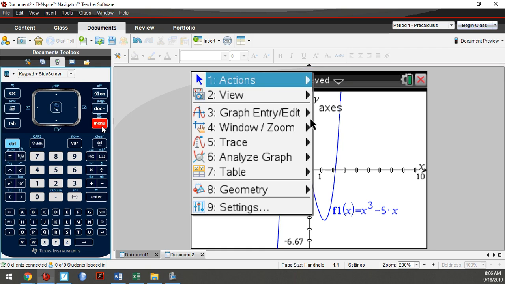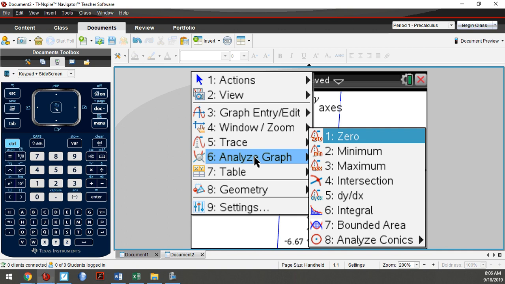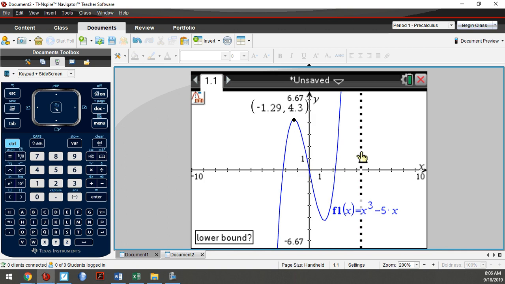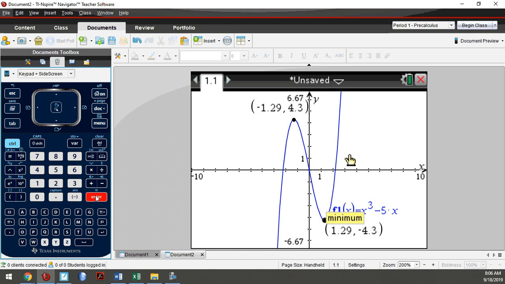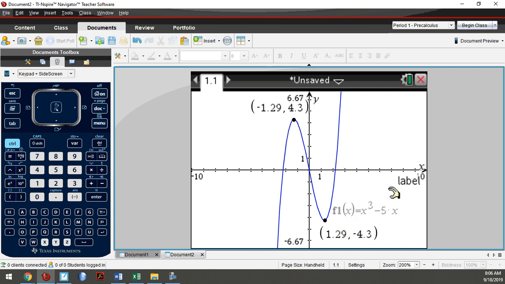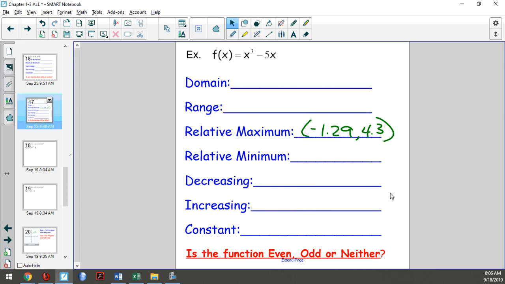So menu, analyze graph, and we want to do minimum this time. Go to the left of the valley, hit enter, go to the right of the valley, and hit enter. And this time, what am I going to have? 1.29, negative 4.3. So I come back over here and I'm going to write that down. 1.29 comma negative 4.3. Do we see that?